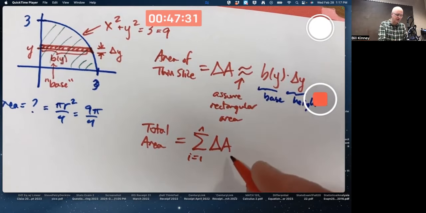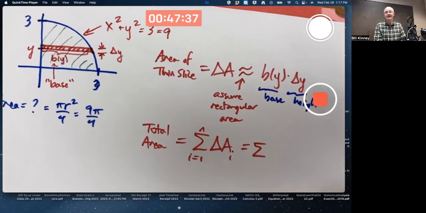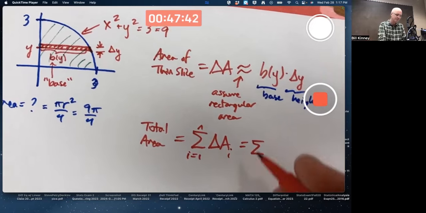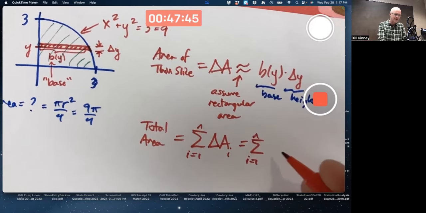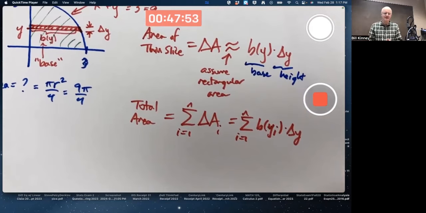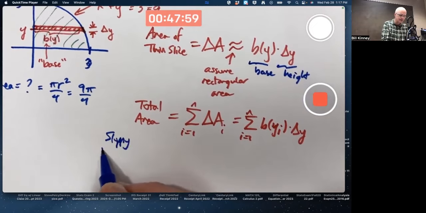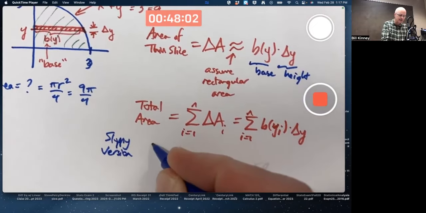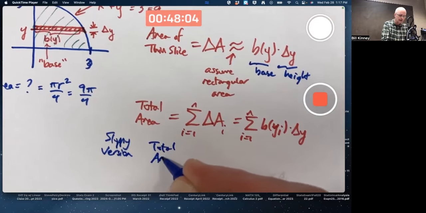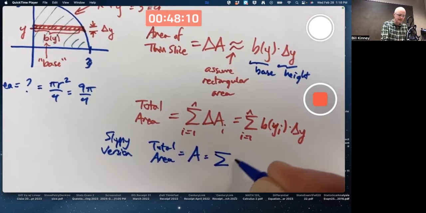So they go ahead and put i goes from 1 to n at first, and we could do that. We could put a subscript of i on the delta A to indicate that the delta A's are technically different. There's a delta A1, a delta A2, a delta A3, etc. And those delta A_i's can be thought of as b of y_i times delta y. But there's a sloppy version of that to say the total area, which, by the way, I meant to call that A, is a summation like this.